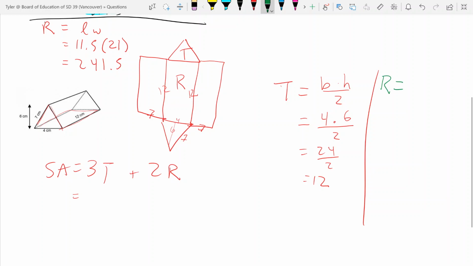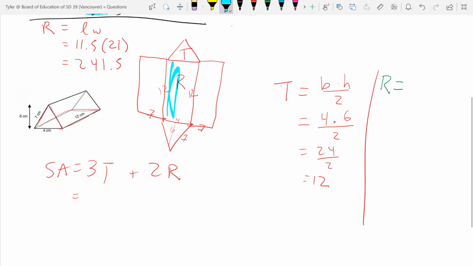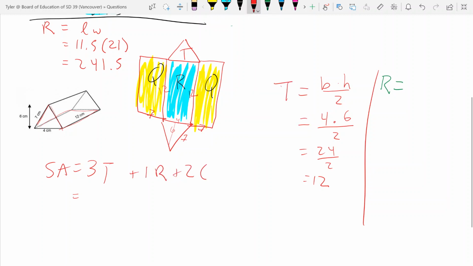Oh, I almost made a mistake. If we look, this rectangle in the middle was 12 by 4. These rectangles on the side are 12 by 7. So they're actually different ones. So we'll call that one R, and we can call this one Q, whatever you want to call it, so I don't forget. And there's a Q there. So our equation's actually going to be plus 1R plus 2Q.